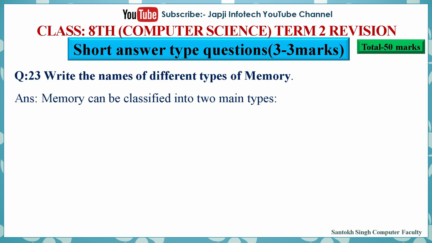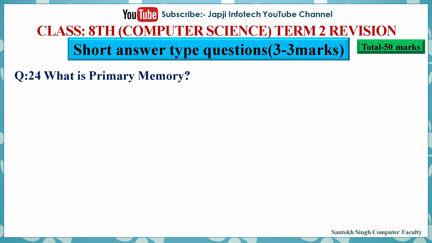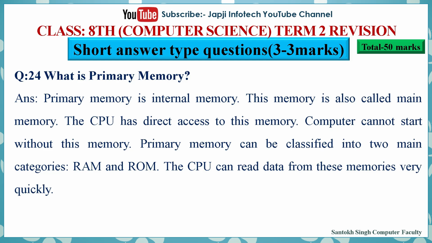And the answer is, memory can be classified into 2 main types. The first one is internal memory, second one is external memory. And 24th one is, what is primary memory? Primary memory is the internal memory. This memory is also called main memory.